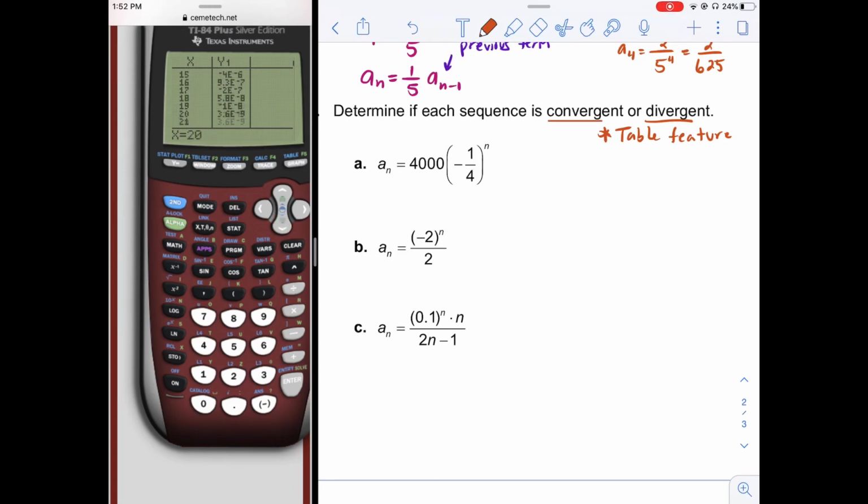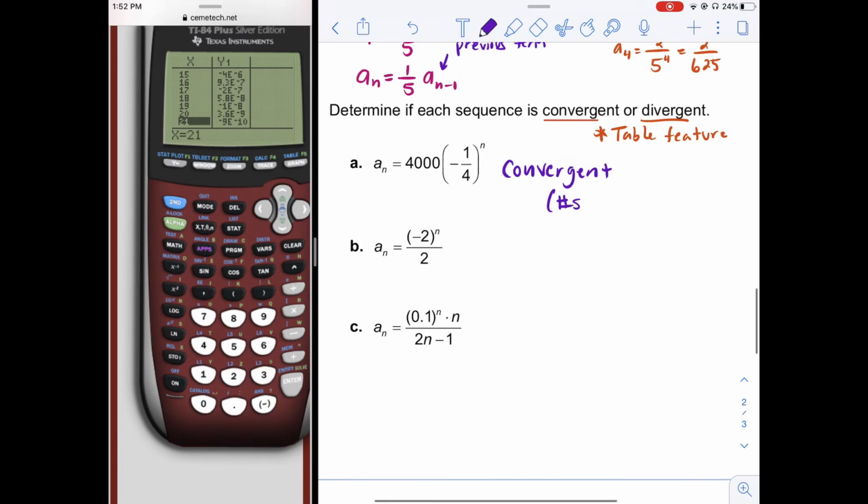So the further we go out, the better we can figure out that this is heading towards 0, which allows us, going back over to our notes, to say this is a convergent sequence, and the numbers are heading towards 0.